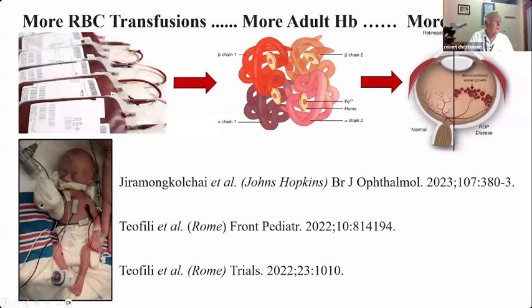So here are 3 papers, all showing the same thing, 2 from Rome, 1 from Hopkins, all within the last 2 years, that for the tiniest babies, the more times you transfuse them with adult blood, the higher their adult hemoglobin levels are going to be. That's obvious, but the higher their ROP incidence is going to be.